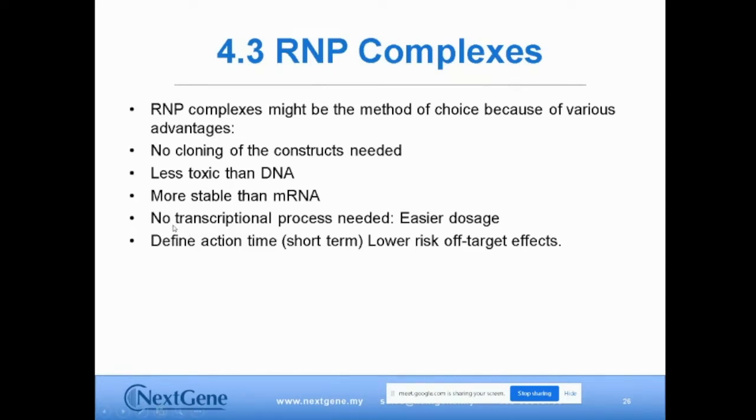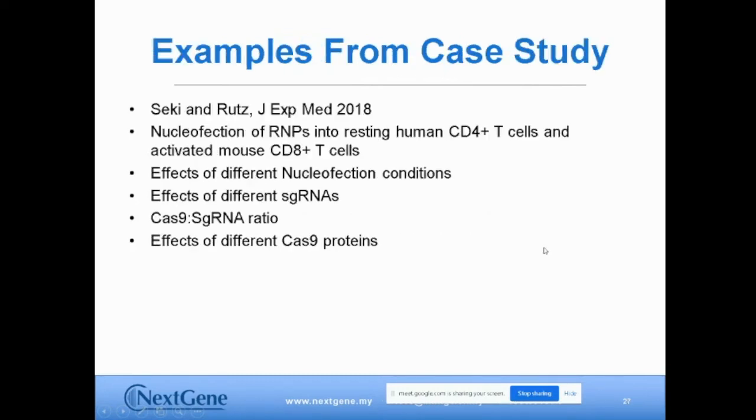And lastly, one advantage point before the last one is that no transcriptional process is needed. So it's easier to control the dosage. We won't get the overexpression that we have when using plasmid DNA, which might bring undesired effects like the off-target effect. So, with a defined action time, there is a lower risk of off-target effect compared to plasmid DNA.